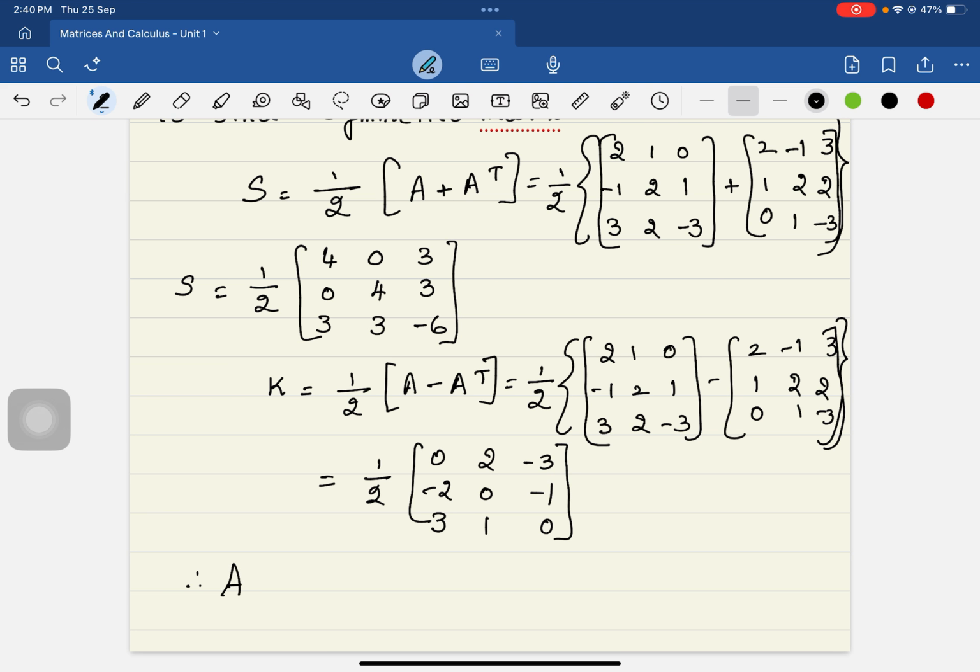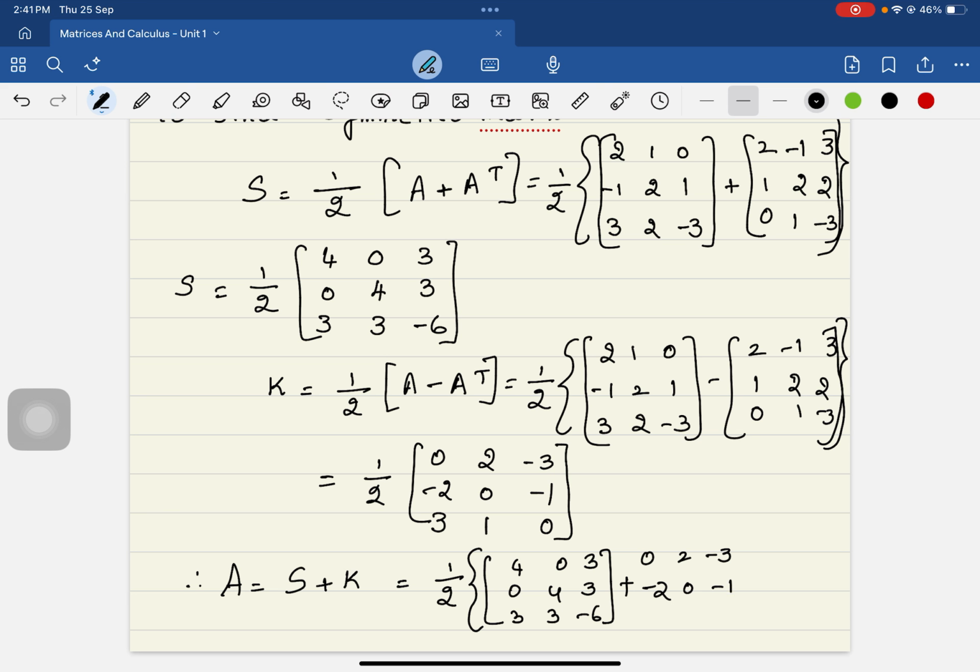Now what we are going to write is A is the symmetric matrix plus the skew symmetric matrix. So what is that now? That is half of, now the symmetric matrix we have got here is 4, 0, 3, 0, 4, 3, 3, 3, minus 6, plus, anyhow, half is common, we do like this, the skew symmetric matrix 0, 2, minus 3, minus 2, 0, minus 1, 3, 1, 0. So let us add these two now. What we get is the original matrix A itself.